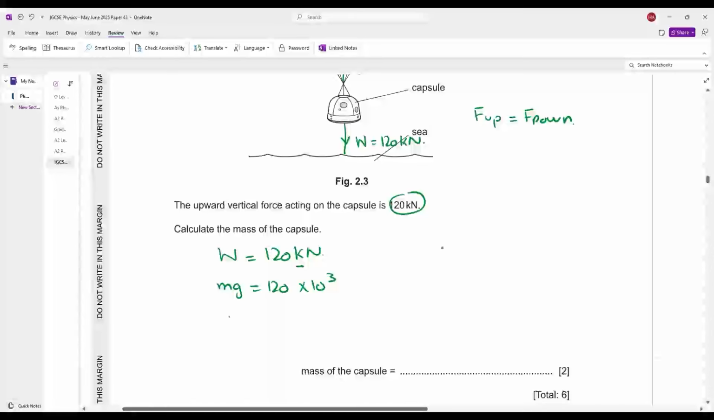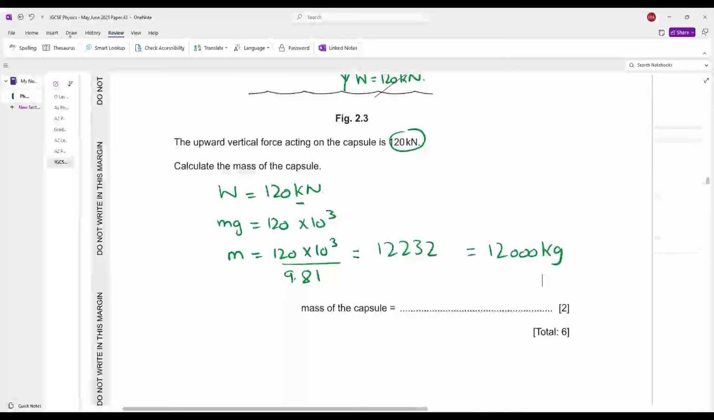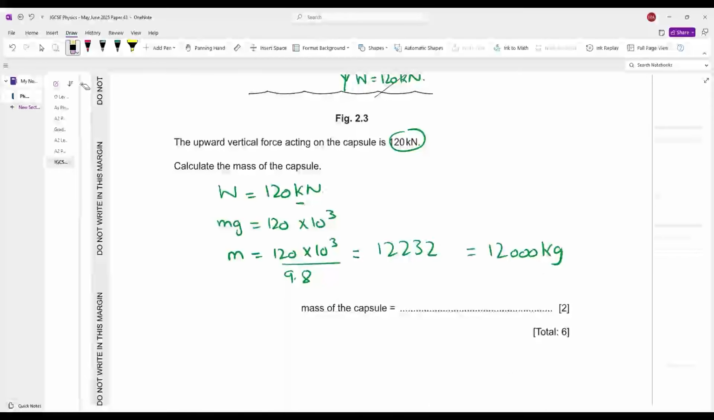What is the mass we have to calculate? Mass is equal to 120 into 10 raised to the power of 3 divided by 9.81. What does your value of mass come out to be? 12232. Correct to two significant figures, this will become 1200 kg. Easy peasy, lemon squeezy, nothing complicated here. Also, one more thing, you will take 9.8, not 9.81.